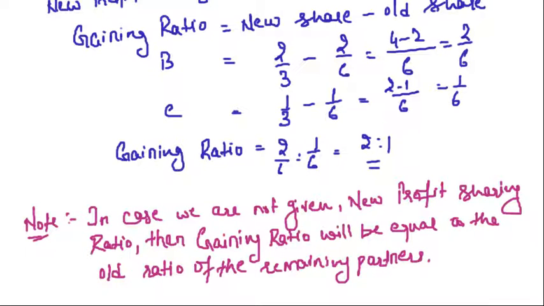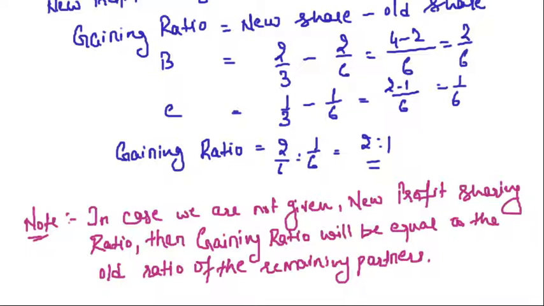Is that clear, friends? If you are not given the new profit sharing ratio, and you are not given the ratio in which the remaining partners are acquiring the share of the retiring partner, even then the new profit sharing ratio will be equal to the old ratio of remaining partners, and the gaining ratio will always be equal to the old ratio of remaining partners, right?